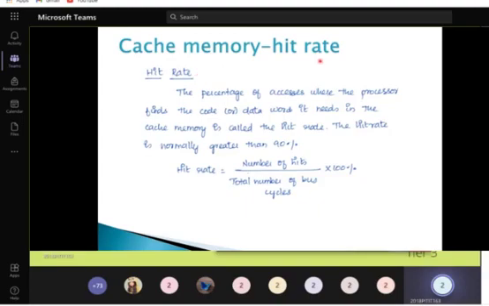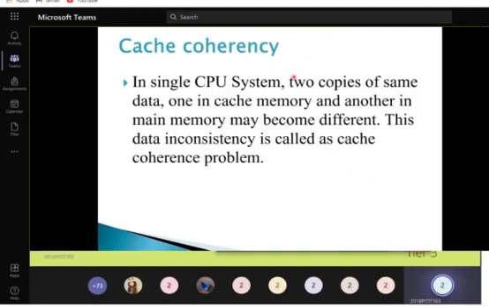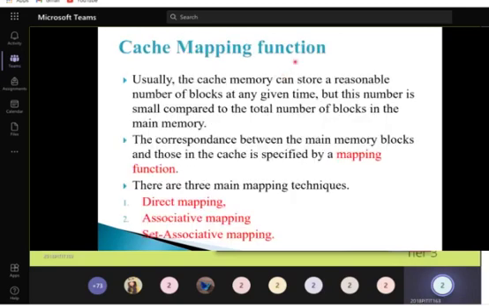Cache memory: how the hit rate can be calculated. For this, we need to know this formula: number of hits divided by total number of bus cycles, times 100. And then what is meant by cache coherency? That is the inconsistency in the data, where the cache coherence problem will occur. And what is meant by cache mapping function? We have 3 mapping functions: direct, associative, and set associative.